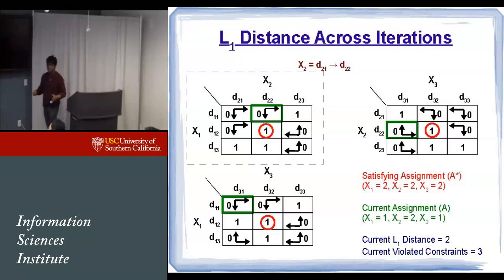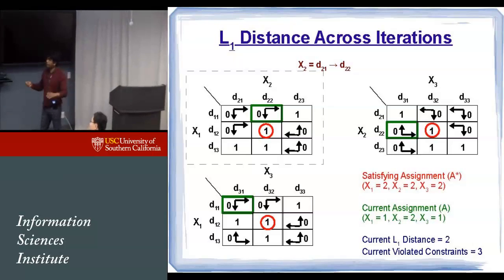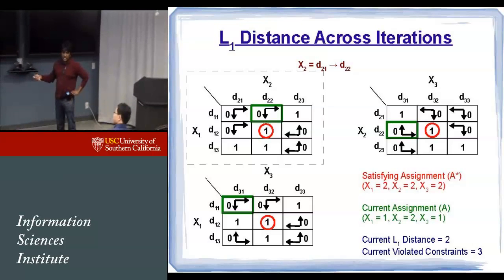So when I change the current value of x2 from d21 to d22, what happened here? Our satisfying assignment is still the same: x1 equal to 2, x2 equal to 2, x3 equal to 2. What happened to our current assignment? Only one variable changed. x1 equal to 1 continues to remain the same, but x2 is 2 now, and x3 continues to remain 1.